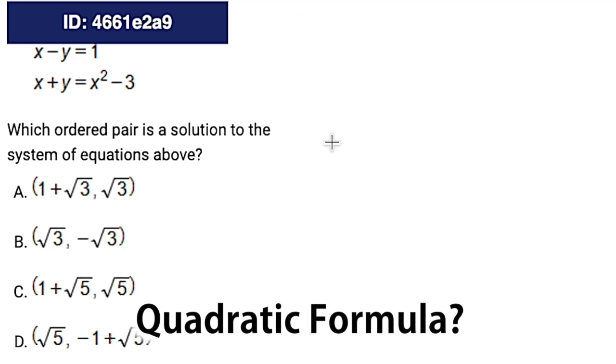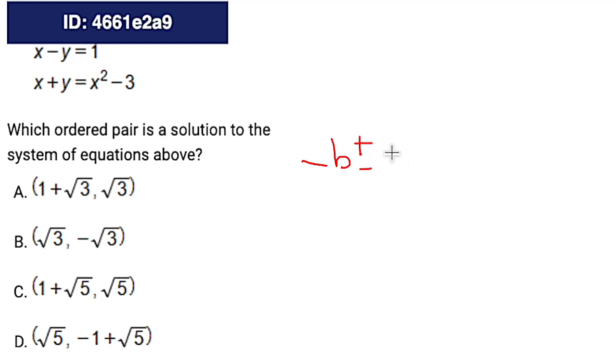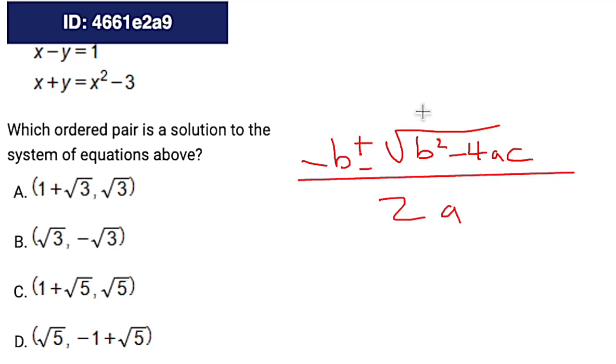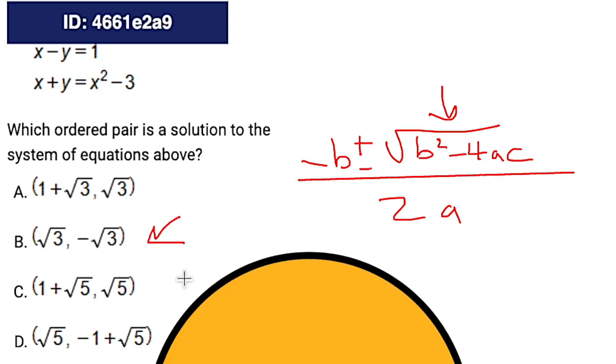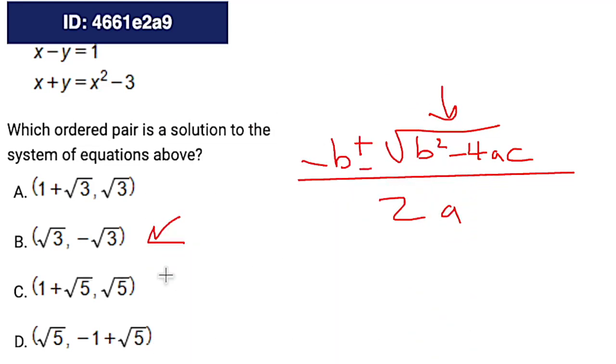So if we take a look at the quadratic formula, we've got negative b plus or minus the square root of b squared minus 4ac all over 2a. Because of this square root, a lot of the time you end up with square roots in your answer choices. So when we look at this, it seems like we might have to use the quadratic formula, which is a little bit annoying. And in truth, we could use the quadratic formula for this one.